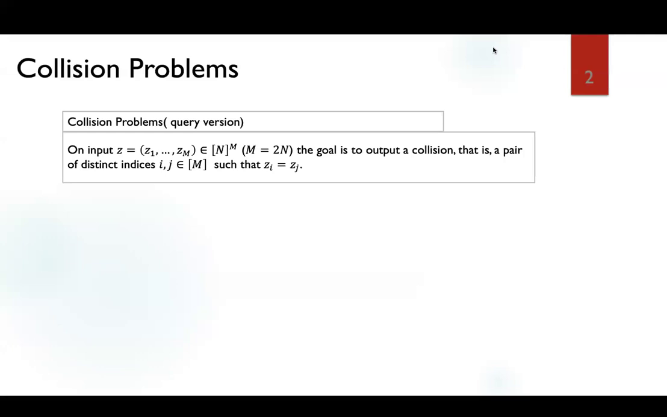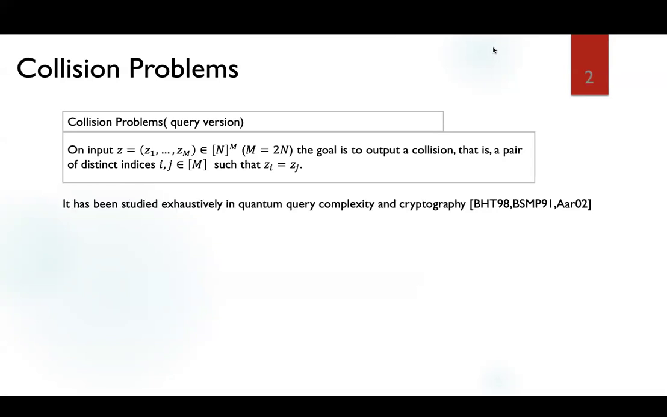I want to start by introducing the definition of collision problems. For the query model, there is an input Z. The goal is to output a collision, that is a pair of distinct indexes i and j such that Zi equals Zj. This problem has been studied in quantum query complexity and cryptography before. However, in the communication model, little is known about this problem.